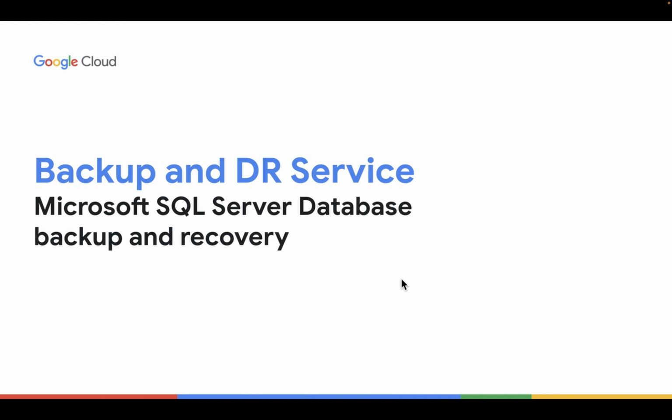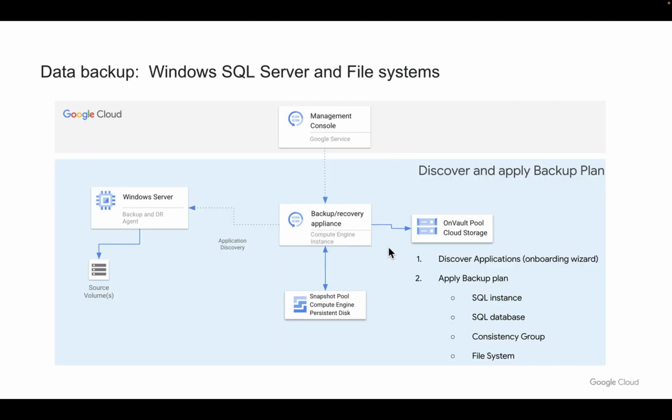In this video, we're going to talk about how we back up and recover Microsoft SQL Server databases using Google Cloud Backup and DR. So there are a few things we need to do to set the scene. We need to install the Backup and DR service, which will give us our management console running as a service, and deploy a backup and recovery appliance into one of our projects, which is running as a Compute Engine instance. And this is going to do the work of performing the backups.